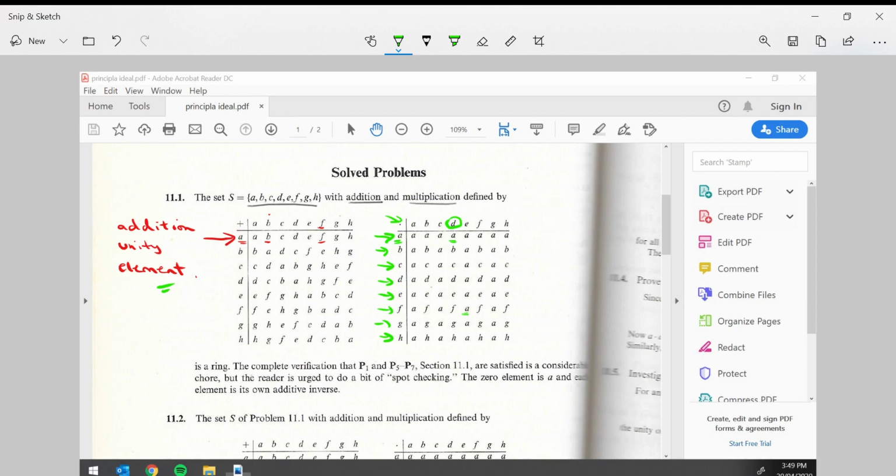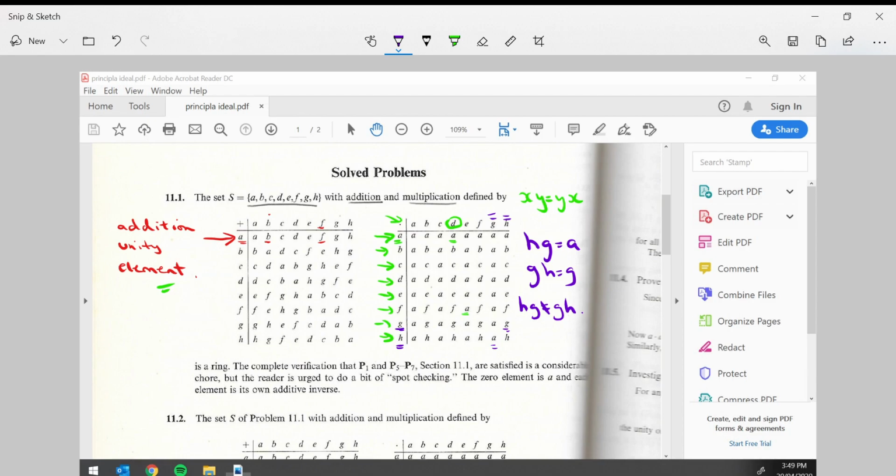Now, a lot of rings are commutative, which means that when we look at multiplication, x times y equals y times x. When we look at this, we can see that we don't have that being satisfied. I've found a case here. H times G equals A. But when I do G times H, I get G. So H times G does not equal G times H. So this is not a commutative ring.